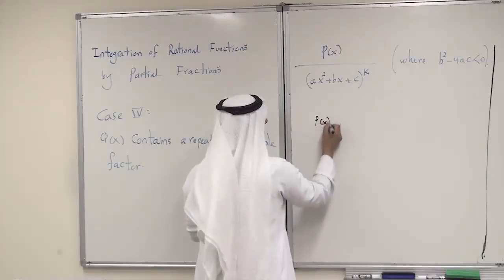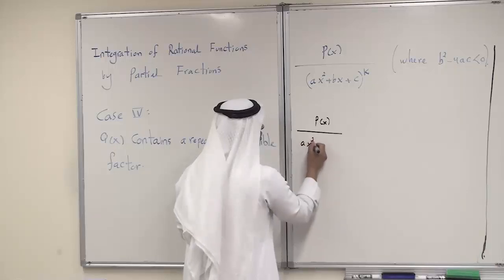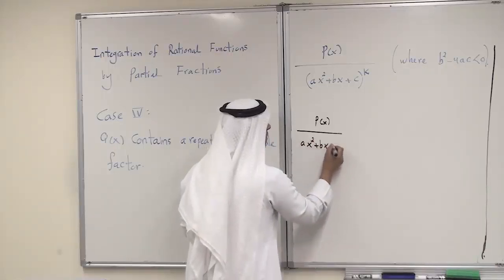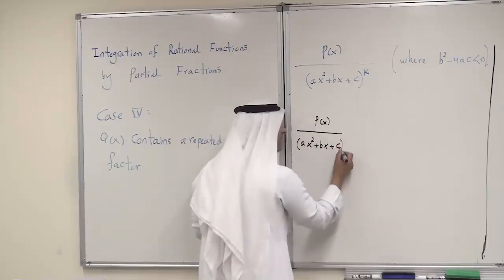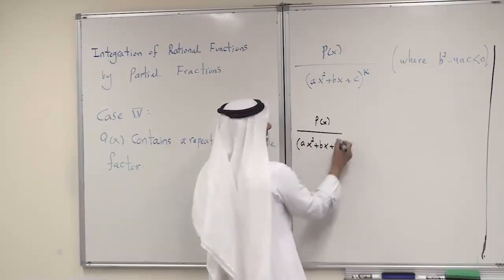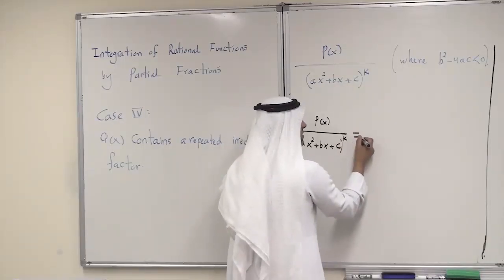So it will be p of x divided by this, which is ax squared. We are assuming now this quadratic factor, which is ax squared plus bx plus c, is not reducible. So this cannot be factored out into two linear factors. Okay, so what will be the shape of the partial fraction now?